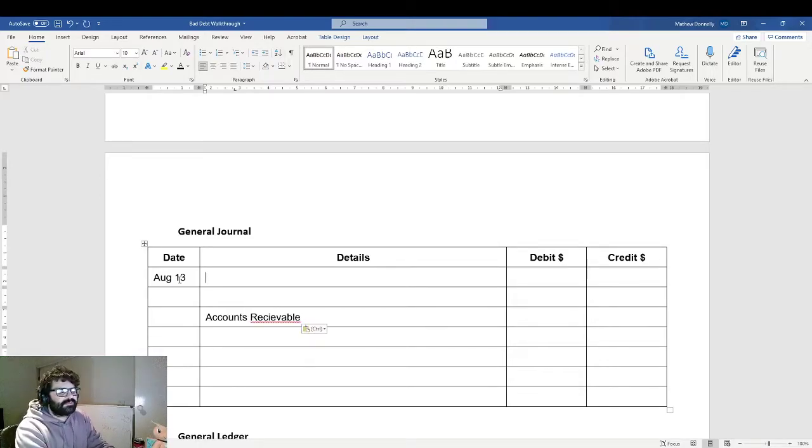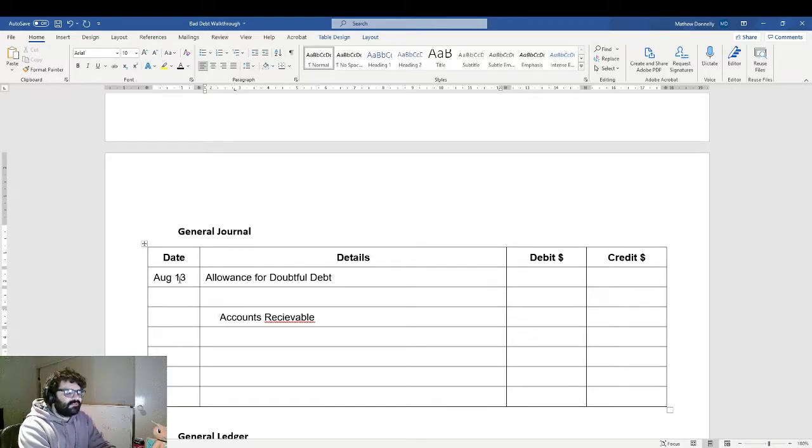Sorry, we don't go accounts receivable just yet. We are writing off, or we're acknowledging the doubtful debt. So we go allowance for doubtful debt. Now, when it goes up, we're acknowledging it could happen. When it goes down, we're acknowledging, oh yeah, it did happen. So we'll put that there.